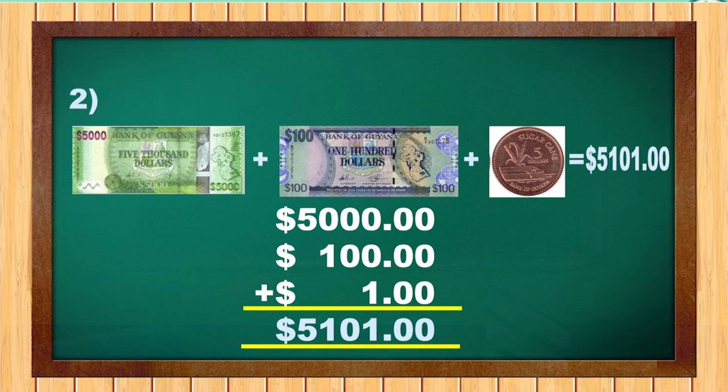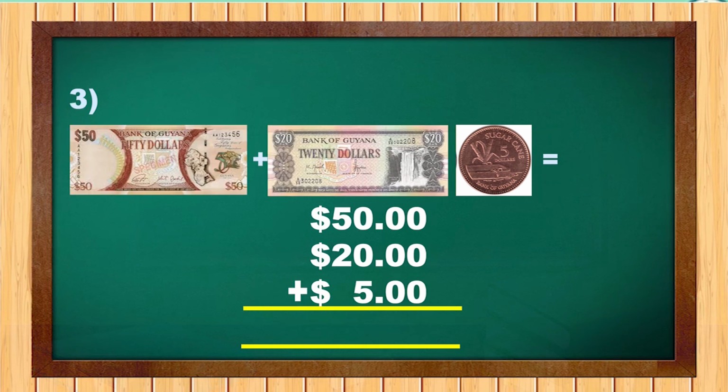Let's try this last one for these few problems I'm giving you. At this time, I'm giving you $50, $20, and $5. Make sure you set it down correctly. Let's see how well you did on that one.